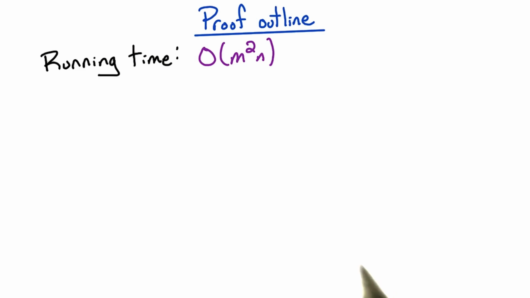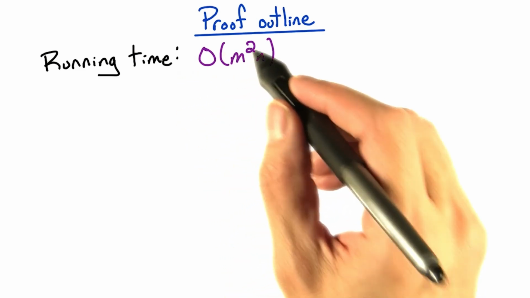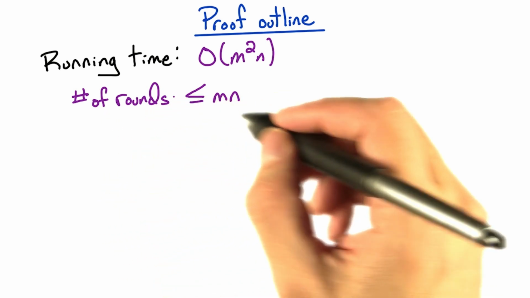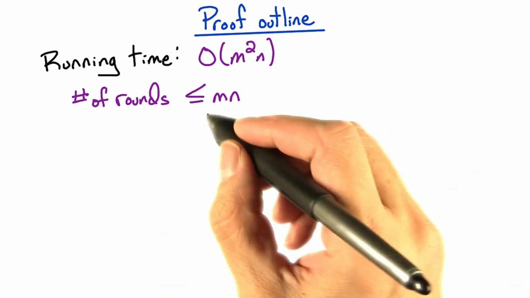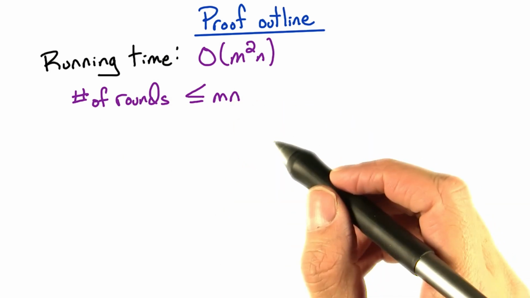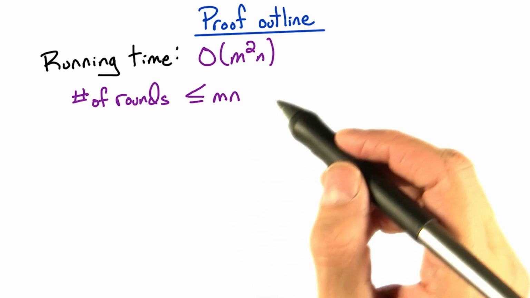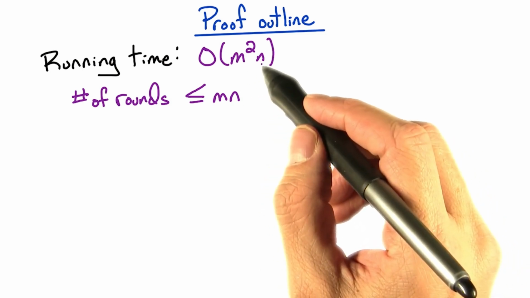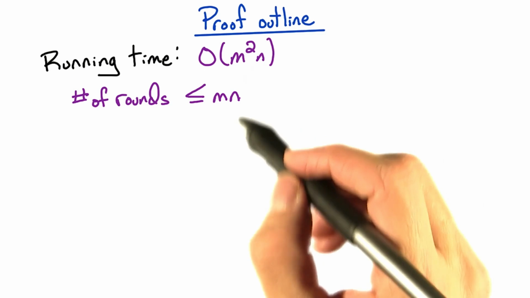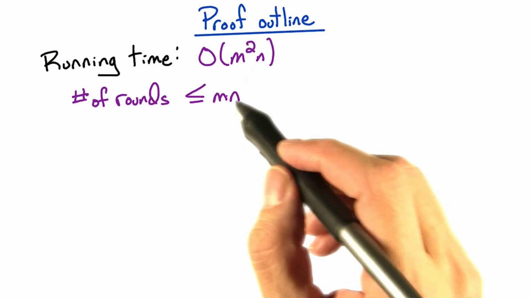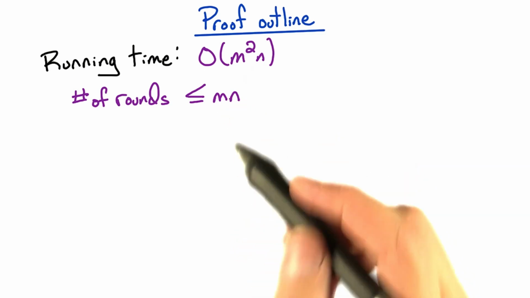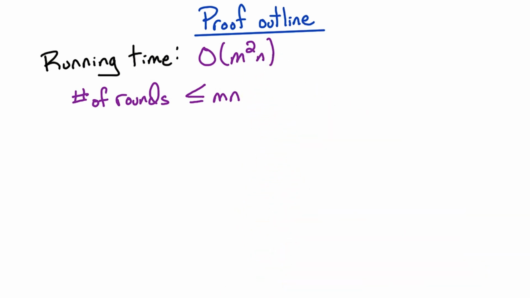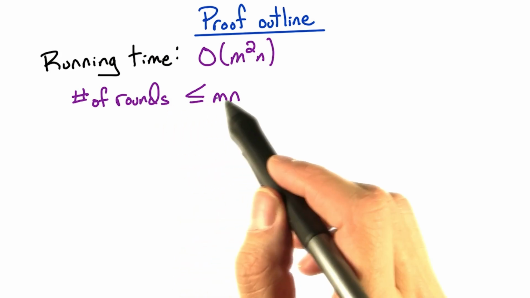Now we're going to prove that the running time of Edmonds-Karp algorithm is order m squared n. Now to prove that, we're going to prove that the number of rounds of the algorithm, the number of times we augment the path, is at most m times n. Now in each round, we run BFS. BFS takes linear time. So assuming the number of edges is at least the number of vertices, that's order m time. Therefore, it's order m time per round and order mn rounds. So the total runtime will be order m squared n. So our main task is to prove that the number of rounds is at most mn.